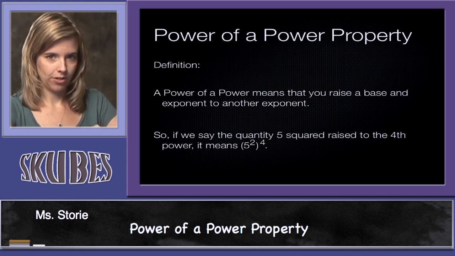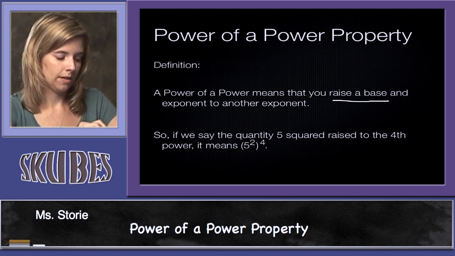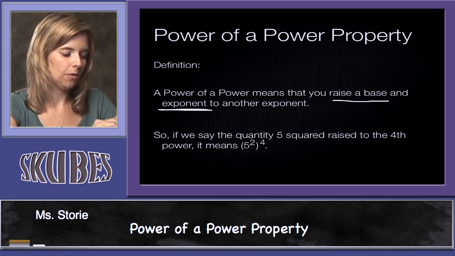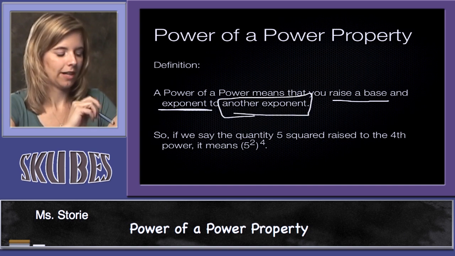First, let's talk about the definition. If you have power of a power, it means that you raise your base, that big number, and the exponent, both of them together, up to another exponent. We're going to take a look at what that looks like.